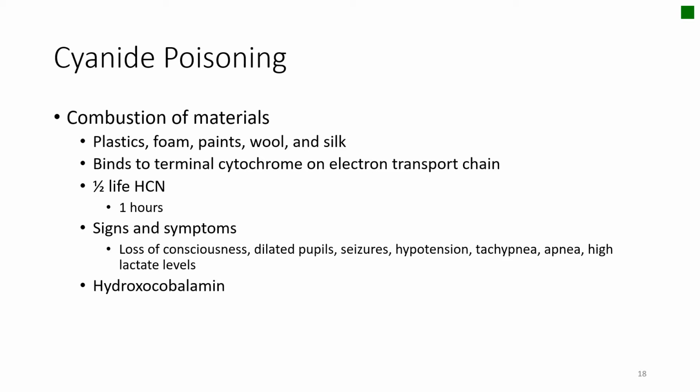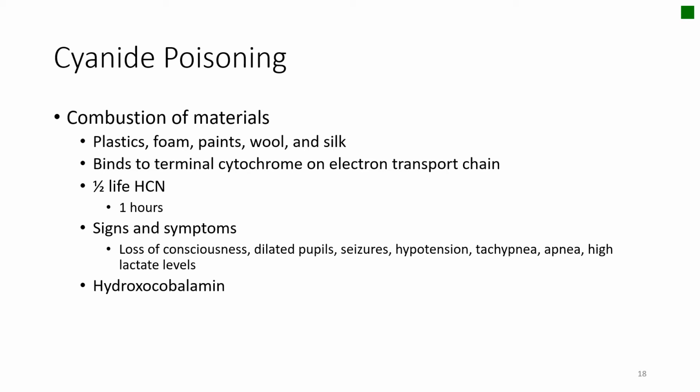Hydrogen cyanide is a poison that can be produced by the combustion of materials such as plastics, foam, paints, wool, and silk. And it produces tissue hypoxia because it blocks the intracellular use of oxygen. This occurs when cyanide binds to the terminal cytochrome on the electron transport chain, and this results in lactic acidosis as well as an elevation in the mixed venous oxygen saturation. The half-life of hydrogen cyanide is approximately an hour.